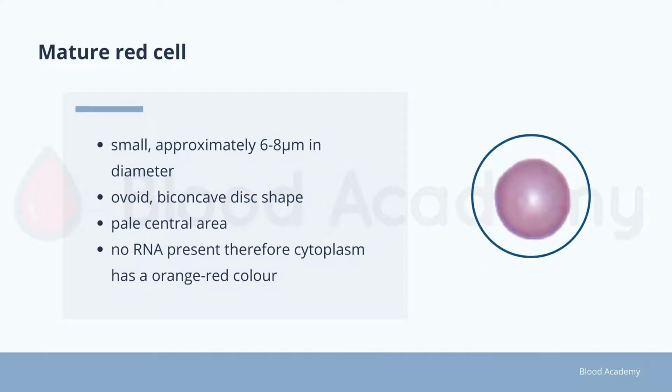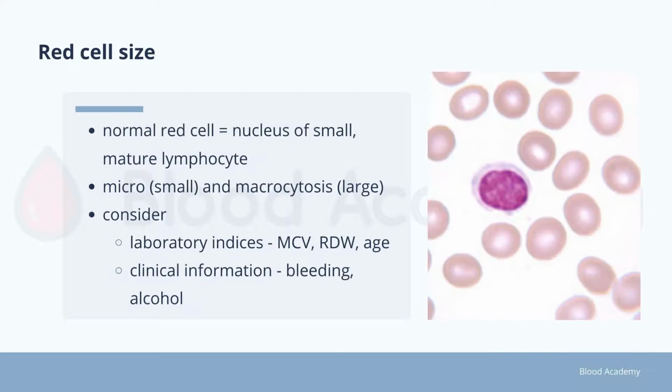Finally, we have the mature red cell or erythrocyte. This is the smallest of all the erythroid cells, approximately 6 to 8 micrometers in diameter. It has a distinct ovoid biconcave disc shape, and when viewed in 2 dimensions in the blood film, this shape produces a pale central area. There is no RNA present, giving the cytoplasm an orange to red colour. A normal red cell should equate to the size of the nucleus of a small mature lymphocyte.